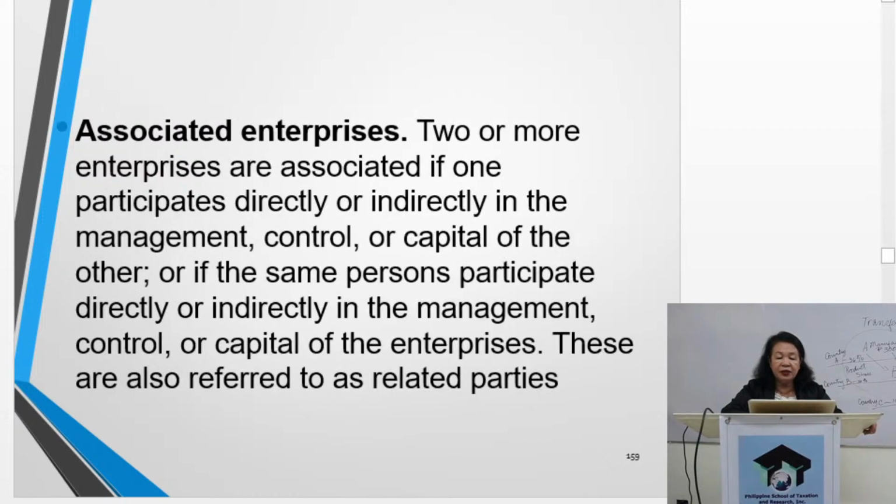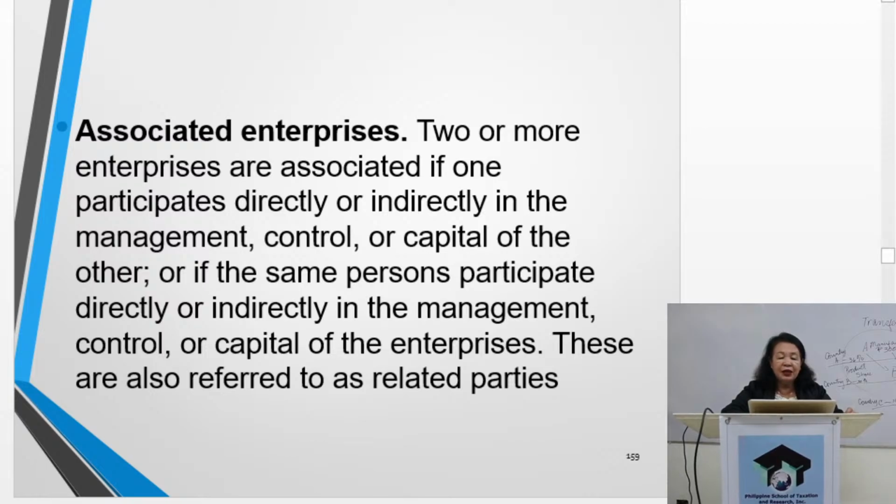Associated enterprises. Two or more enterprises are associated if one participates directly or indirectly in the management, control, or capital of the other. Or if the same persons participate directly or indirectly in the management, control, or capital of the enterprises. These are also referred to as related parties. Ito po wordings ito ng Revenue Regulations 2-2013, no? So anong sabi niya sa related parties? Sa associated enterprises, referred also as related parties, no? Itong associated enterprises. So related parties siya.